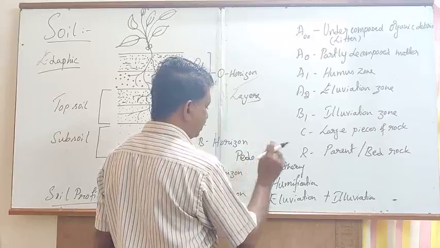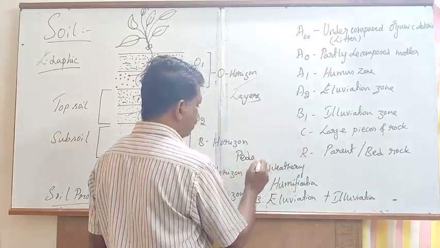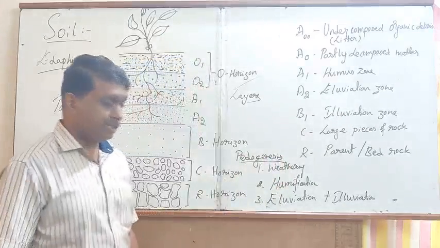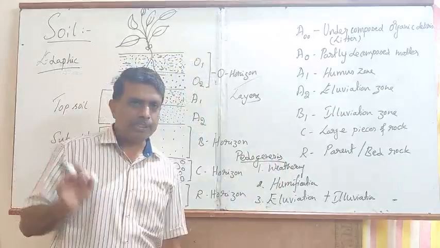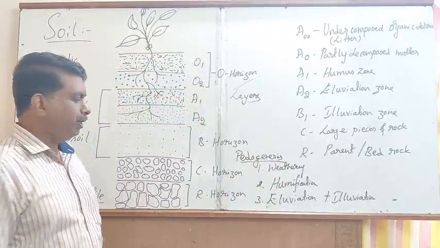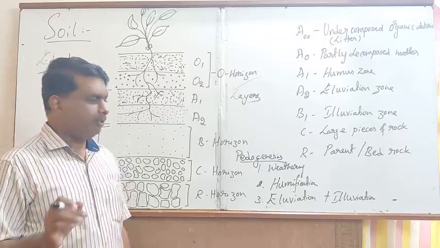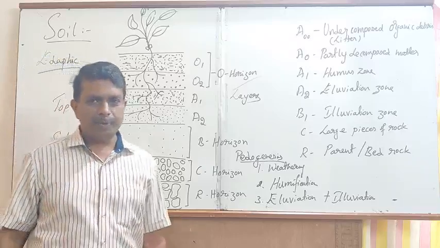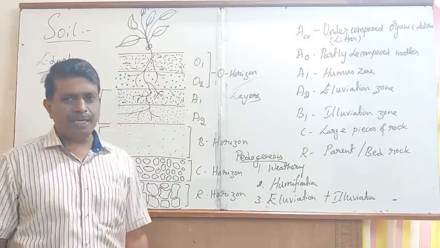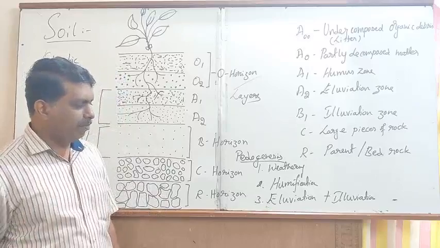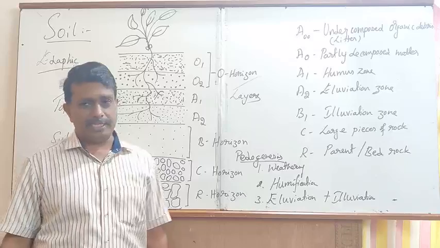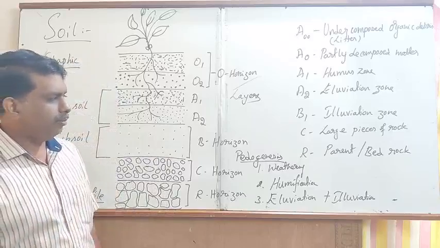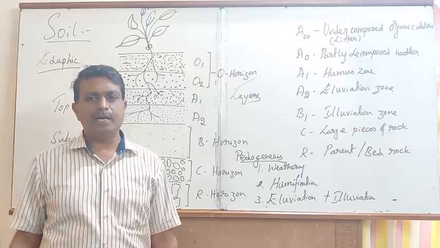The process of formation of the soil is called pedogenesis. Genesis refers to formation. The pedogenesis mainly includes the three important steps. The first step is called the weathering process. The second step is called humification. The third important steps are namely illuviation and elevation. These are the important processes normally involved in the formation of the soil.